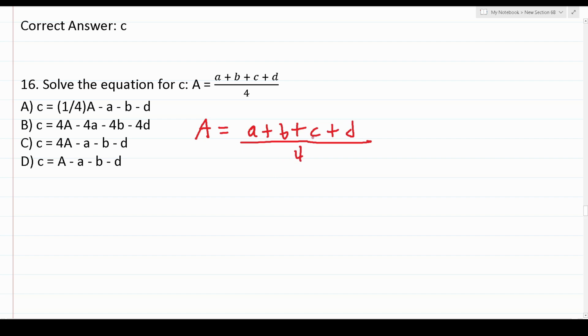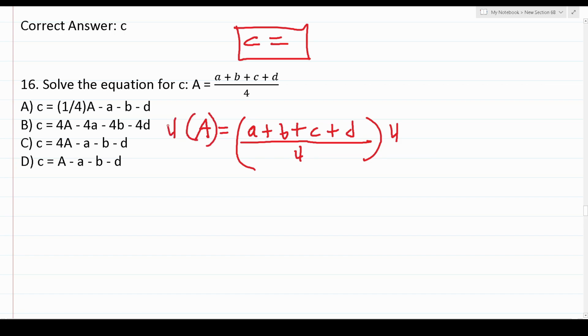And we're trying to solve for c. In other words, we want to get c equal to something by itself like that. So we're going to have to rearrange this equation such that we get c by itself. And the first thing I'm going to do is get rid of this 4 by multiplying both sides by 4. This will cross out here and here. And this becomes 4A equals a plus b plus c plus d.